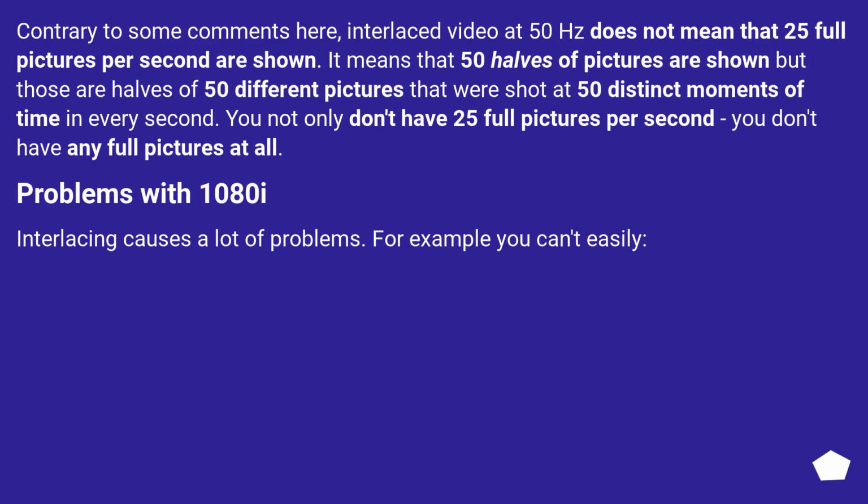Contrary to some comments here, interlaced video at 50 Hz does not mean that 25 full pictures per second are shown. It means that 50 halves of pictures are shown, but those are halves of 50 different pictures that were shot at 50 distinct moments of time in every second. You not only don't have 25 full pictures per second, you don't have any full pictures at all.